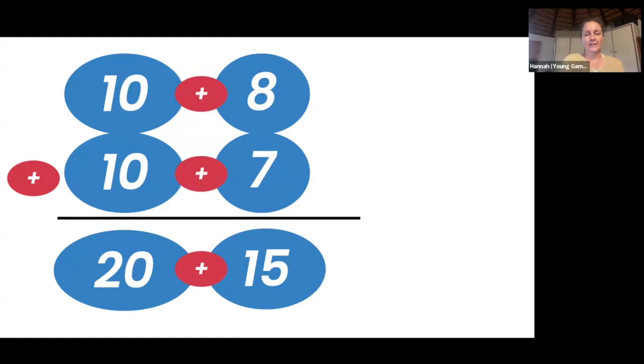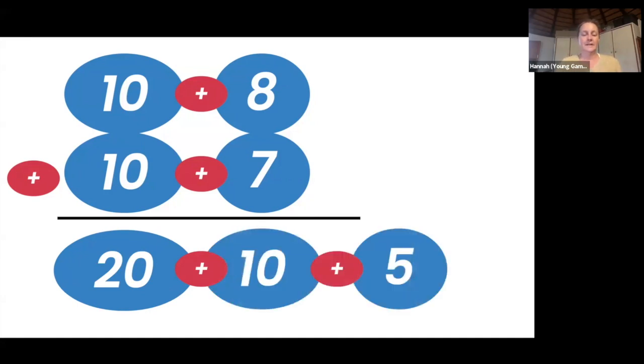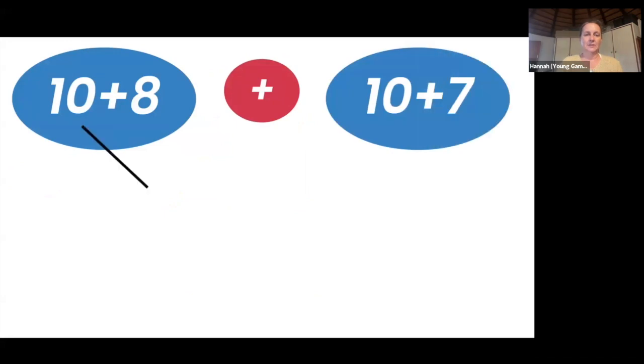The 10 and the 10 is 20. Notice I've written it in a different way. I haven't written it horizontally now. I've written it in a column method, but this isn't a method, it's the way that I'm writing it. Just written it in a different style. The 15 again becomes 10 and 5, and then my 20 and my 10 makes 30.